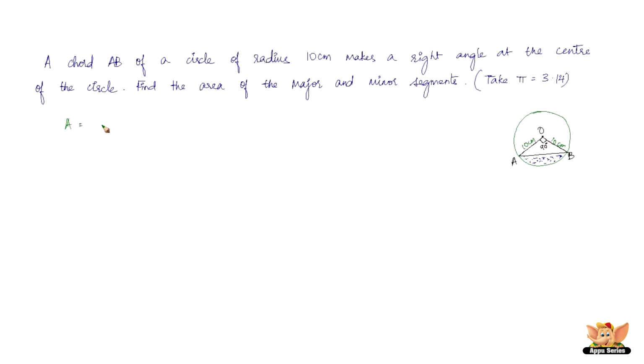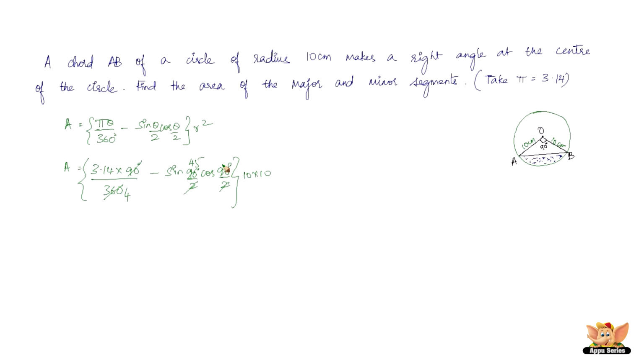So we've got the formula: A equals pi theta over 360 degrees minus sine theta by 2 cos theta by 2, the whole multiplied by r square. And we've got r as 10 centimeters and theta as 90 degrees. So A equals, pi should be taken as 3.14, so 3.14 times 90 over 360 minus sine 90 degrees by 2 cos 90 degrees by 2, multiplied by r square, which is 10 times 10. So 90 goes 4 times in 360, and 2 goes 45 times in 90.